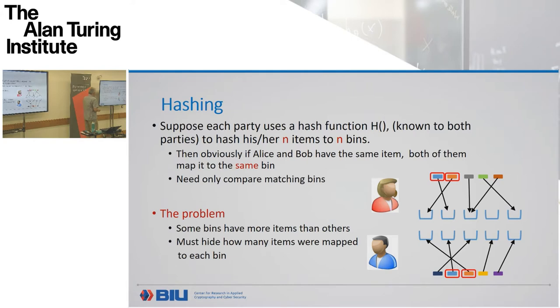The only problem, or the major problem, is that if we throw n items to n bins, some bins are going to have more items than others. And the parties need to hide from each other how many items they place in each bin because the hash function is public. Because if, for instance, Bob knows that Alice didn't place any item in the first bin, and he knows that the hash of a certain value would have been placed in the first bin, then he knows that Alice doesn't have that value. And this might leak information. So we need to hide how many items were mapped to each bin.